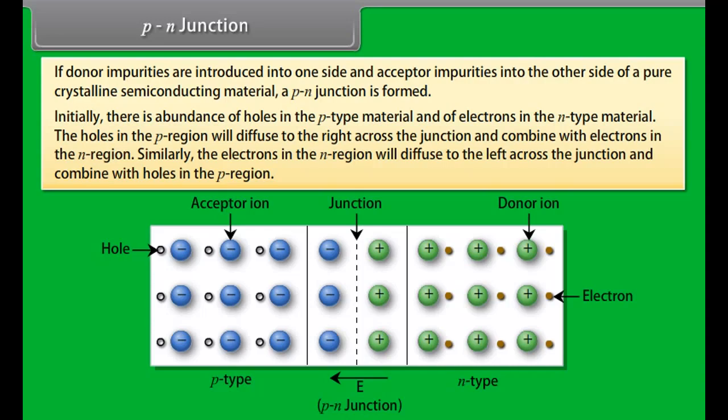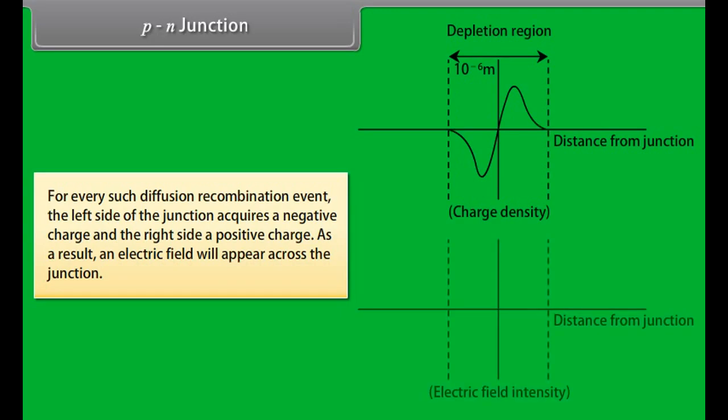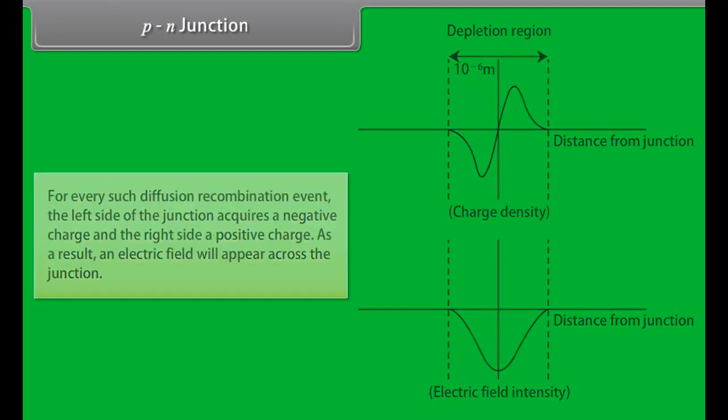The holes in the p region will diffuse to the right across the junction and combine with electrons in the n region. Similarly, the electrons in the n region will diffuse to the left across the junction and combine with the holes in the p region. For every such diffusion recombination event, the left side of the junction acquires a negative charge and the right side a positive charge. As a result, an electric field will appear across the junction.